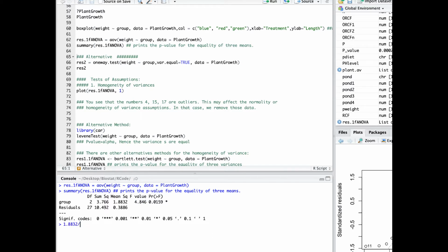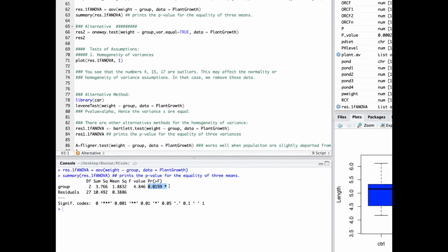1.8832 divided by 0.3886. If I do that, that's what I get, 4.846114. The P value here is 0.0159. What do you get for the P values? P value is less than alpha, right? So since the p-value is less than alpha, you reject the null hypothesis. This is what you get by using the AOV function, okay?